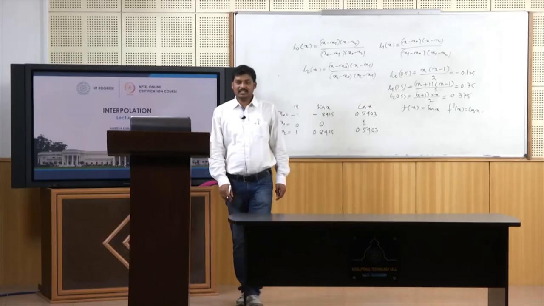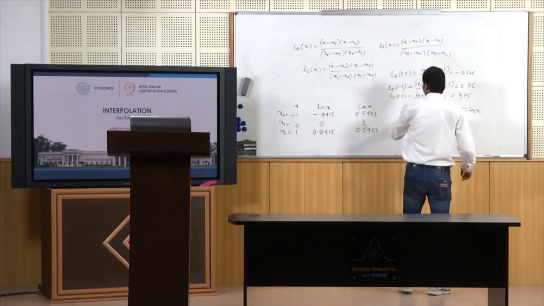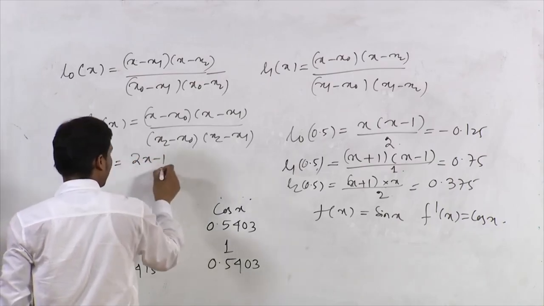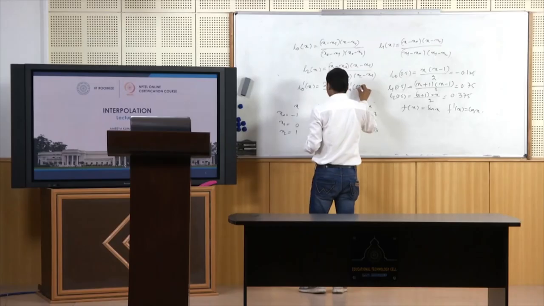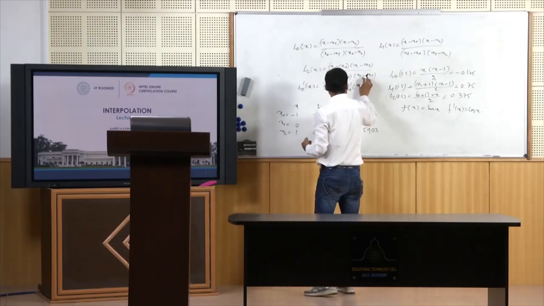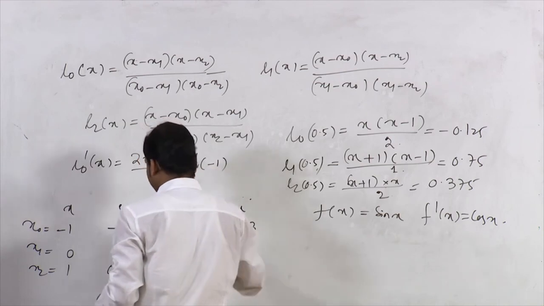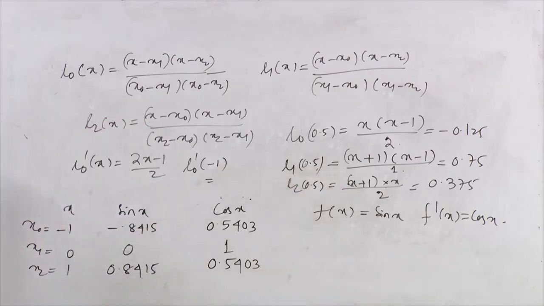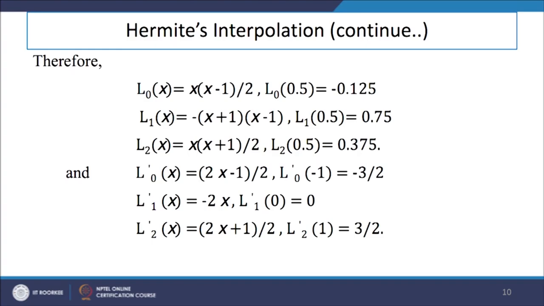So similarly, we can just obtain L0 dash of x, that is directly if you will just differentiate here, since this is the polynomial we are just getting here. So L0 dash x we can just write as 2x minus 1 divided by 2 here, and L0 dash of minus 1, if we want to find, since we have the points like minus 1 here, we can just obtain that one as minus 3 by 2 there. So then again, L1 dash of 0, if we want to find, that can be written as 0, then L2 dash of 1, if we will just find, that will be represented as 3 by 2 here.